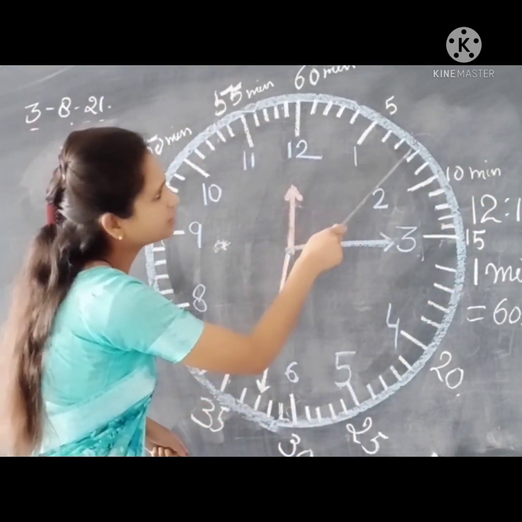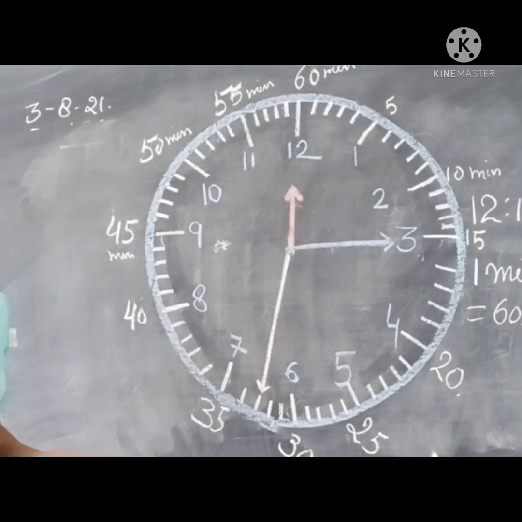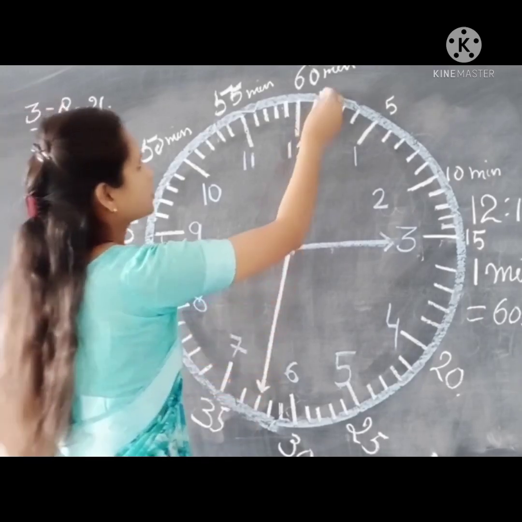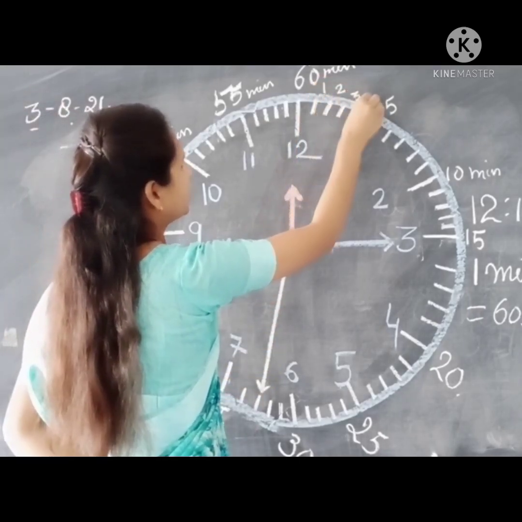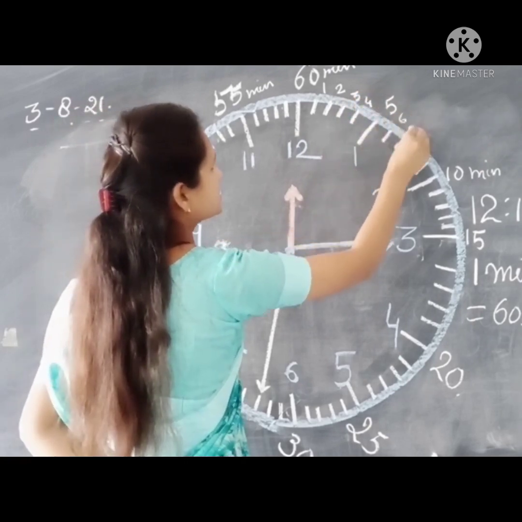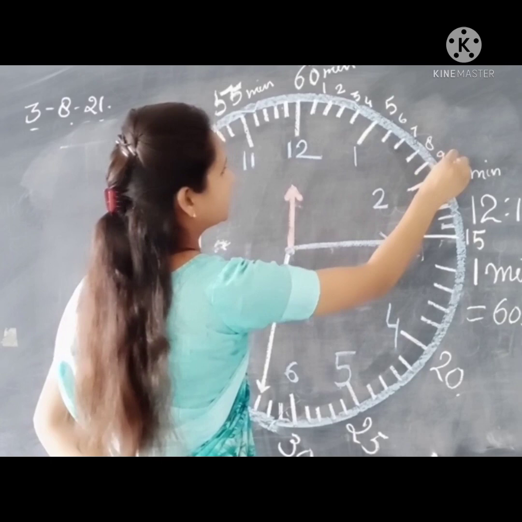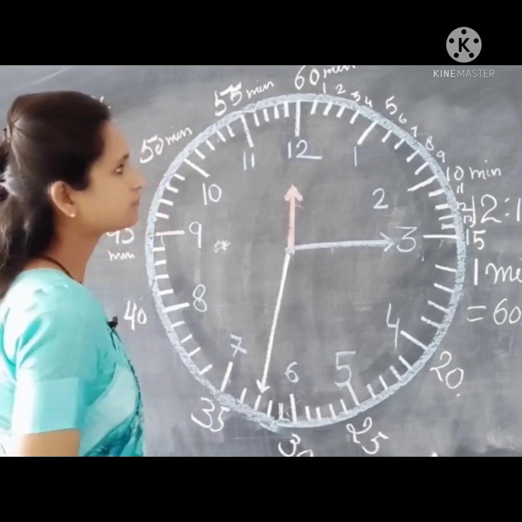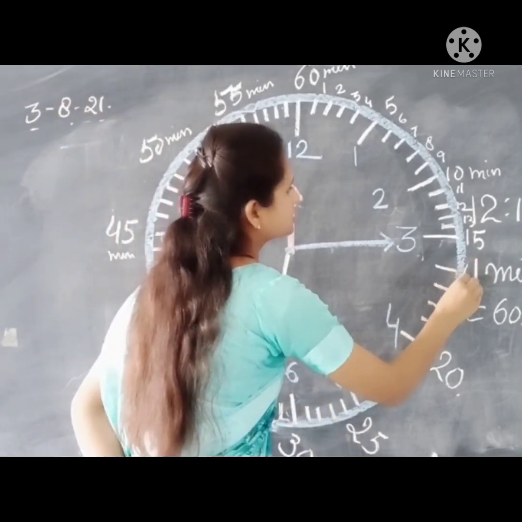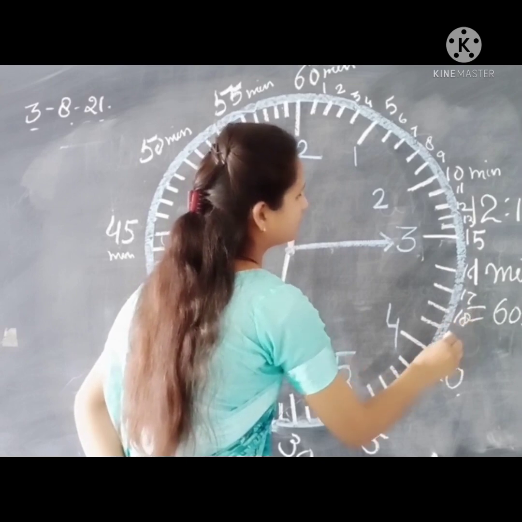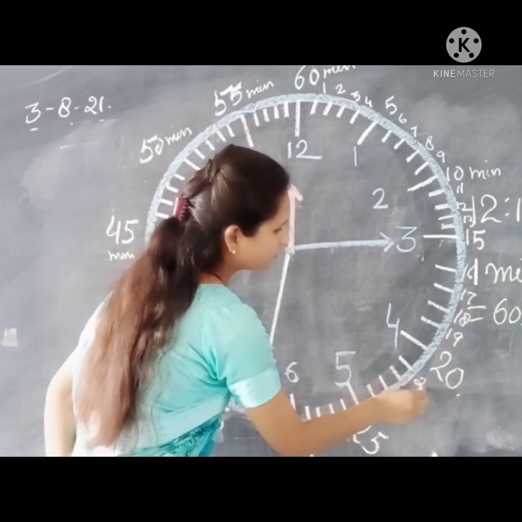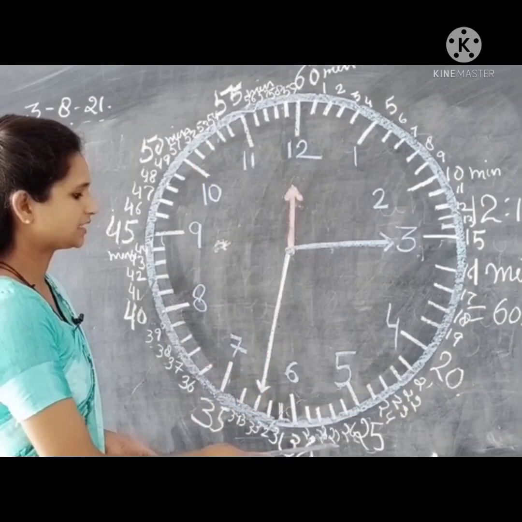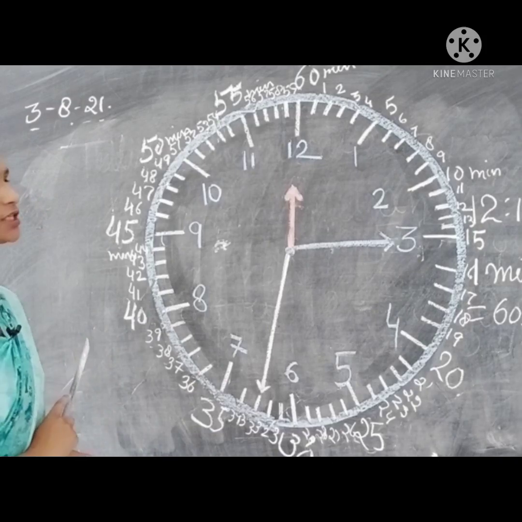Now these subdivisions are seconds. Now count these: 1, 2, 3, 4, 5, 6, 7, 8, 9, 10, 11, 12, 13, 14 and 15. Now 16, 17, 18, 19, 20, 21, 22, 23, 24, 25. These are subdivisions, and these subdivisions are seconds.